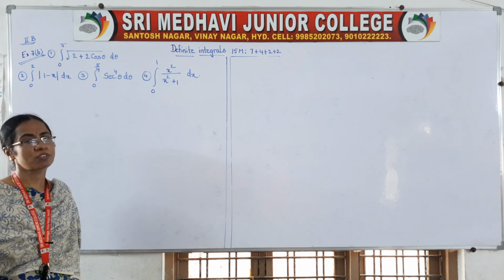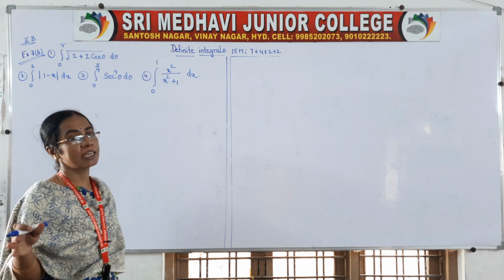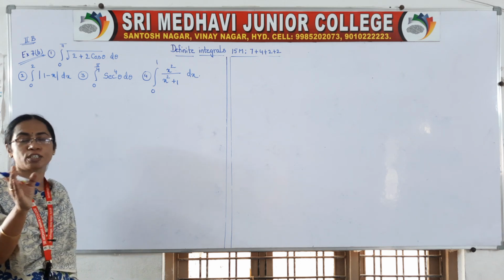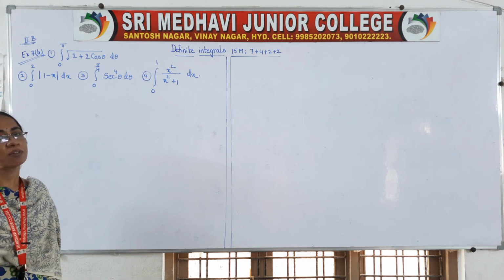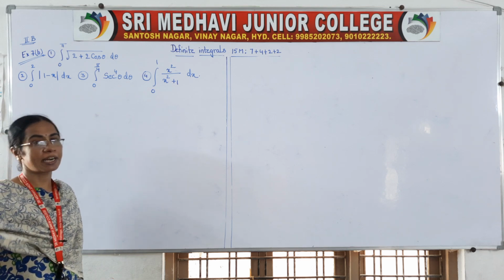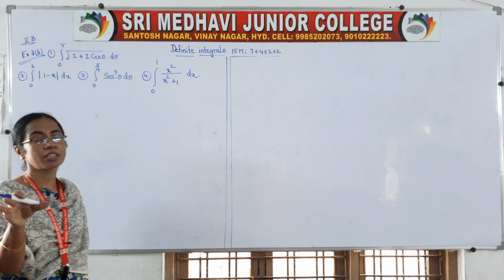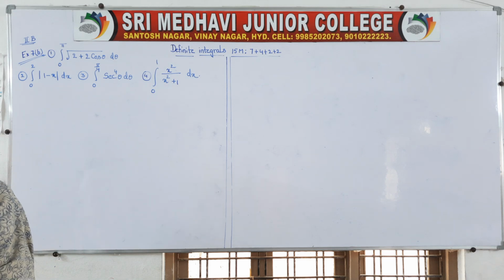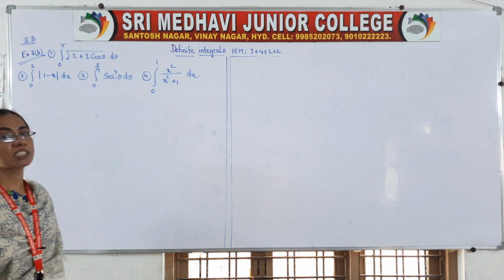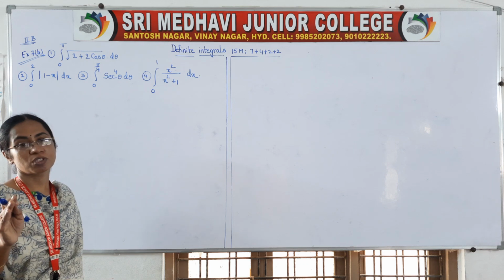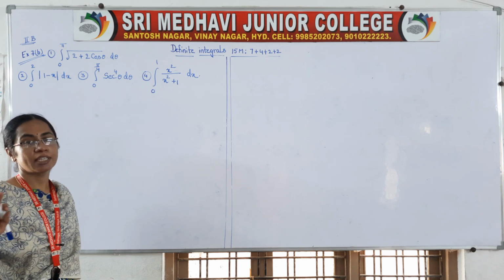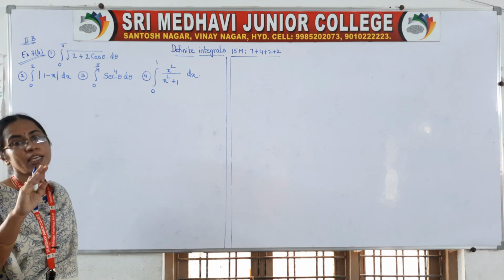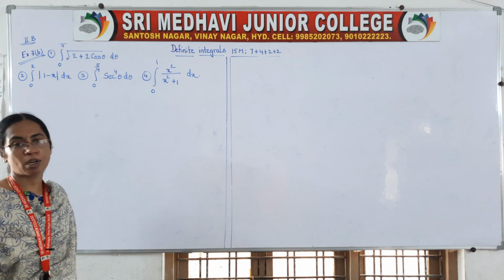What is the format? First we have to integrate it, right? So we will get one function in terms of x. Then we take the limits on the right side, and in that function, wherever x is there, first we substitute the upper limit, minus, again in that function wherever x is there, we substitute the lower limit. That is the format for all the definite integral problems.